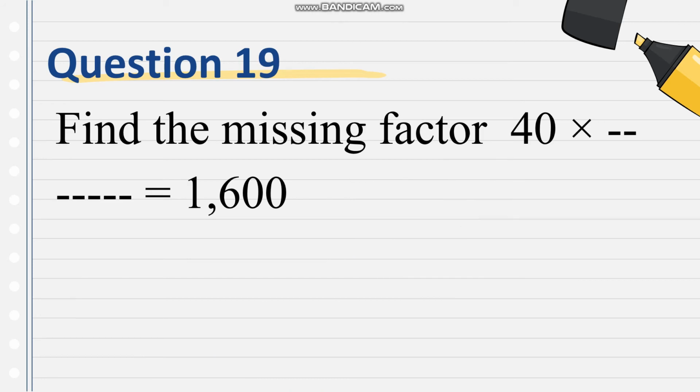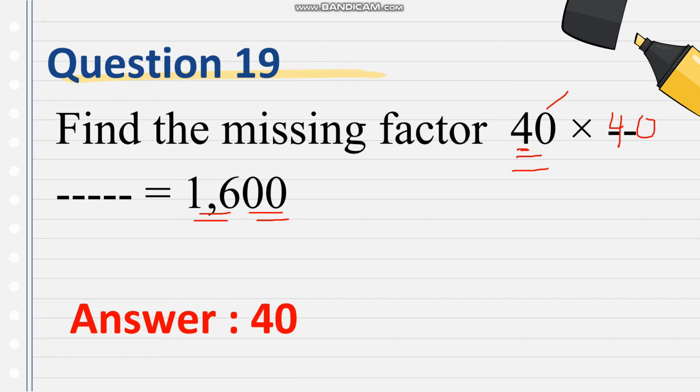Next, find the missing factor. 40 multiplied by blank is 1,600. So what number is to be multiplied by 40 to make it 1,600? So look at the basic facts. The basic fact is 4. So what number multiplied by 4 makes 16? Of course, 4. Then how many zeros do you have? You have 2. You have 1 there, so you need to add 1 more, to make it 1,600.